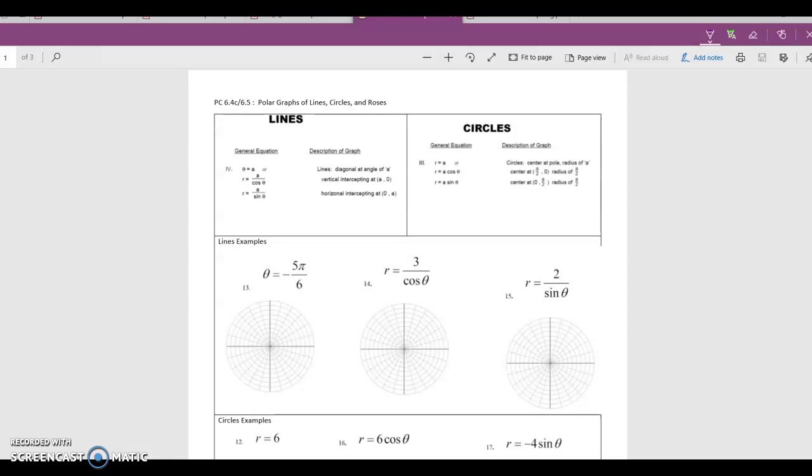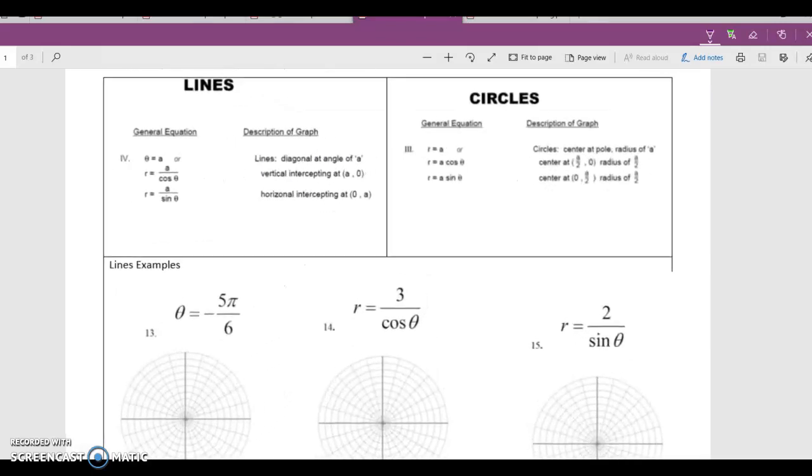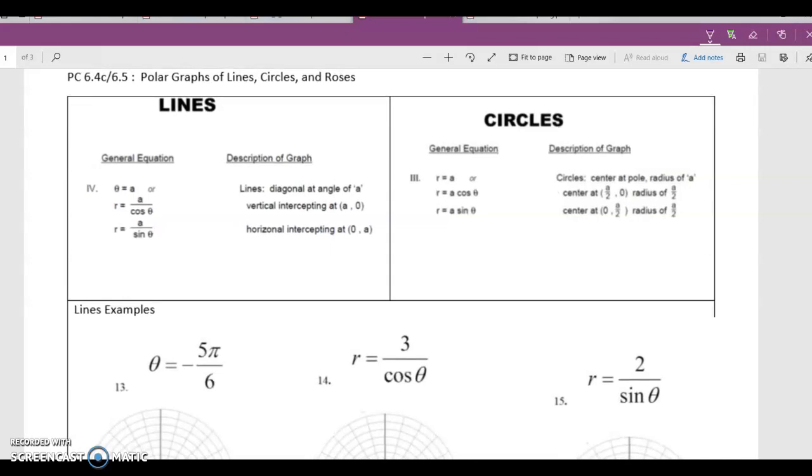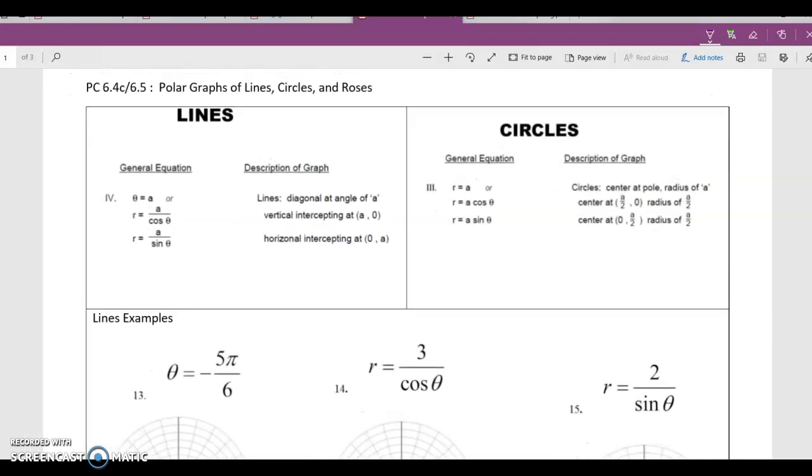Hi everyone, so this video is going to be going over different types of polar graphs. We're going to be starting with lines and circles, our two most basic. So in our last lesson, when we talked about converting between rectangular and polar, we saw some equations that turned out to be lines and some that turned out to be circles.